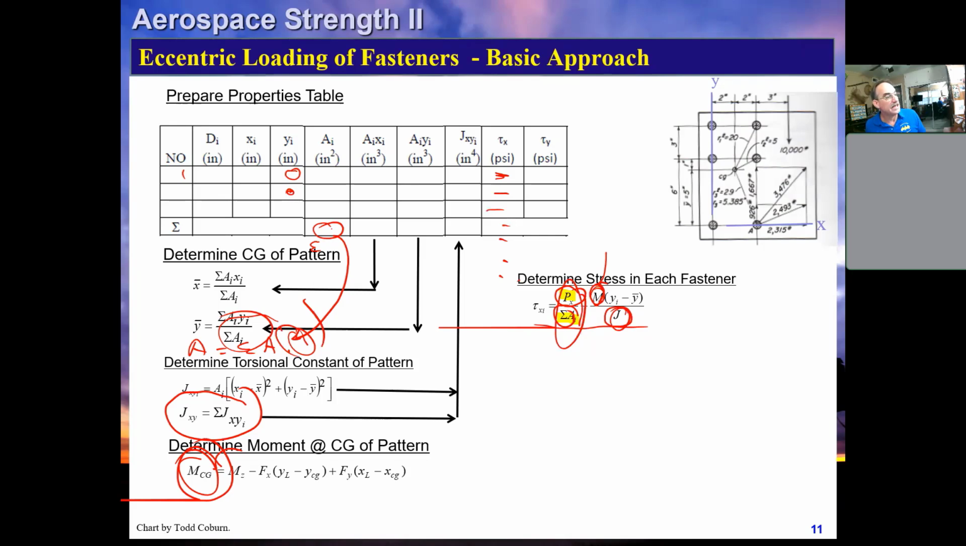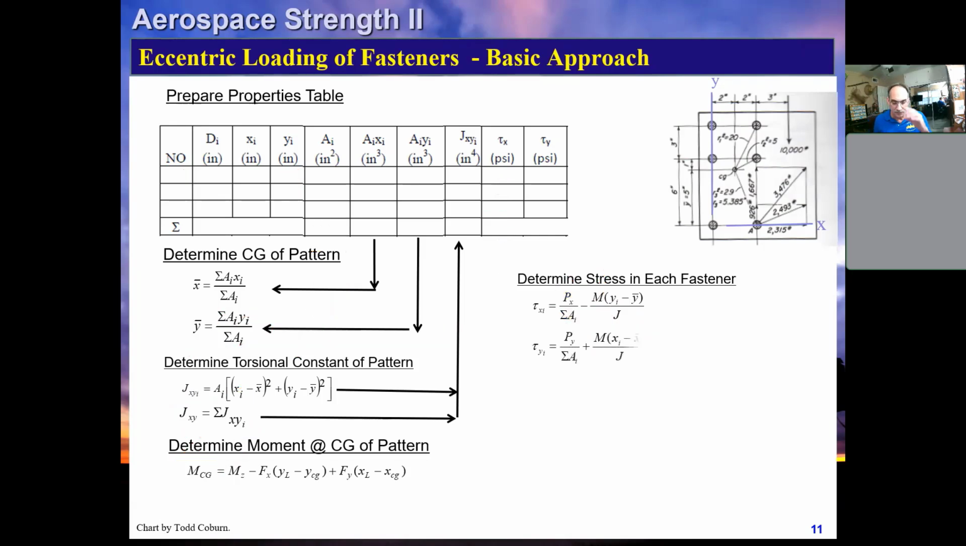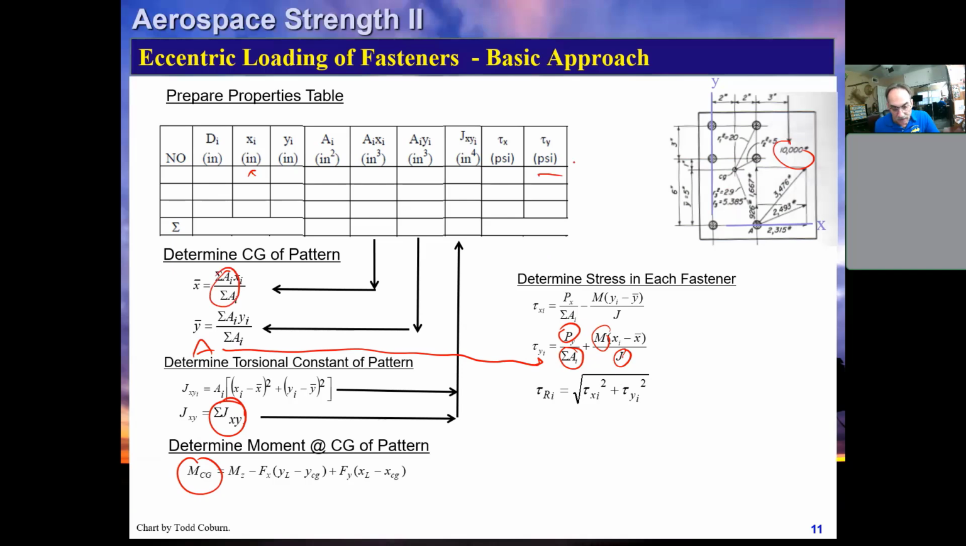Then we have our second equation. Our second equation gives us the Y component of stress. You'll notice here that, once again, we have Py, which is actually negative in this case, divided by the sum of the area. That's the sum of the area we have right here, and this is the total applied force. We have the moment, which is here, divided by the J, which is here, times the X minus X bar. That's the term that will change. So for the first fastener, it's X minus X bar, and the next one, X minus X bar, and so on. We get a Y component for each one.